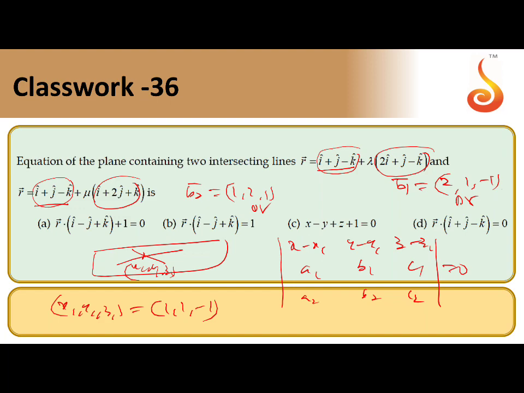What is the point here? 1, 1, minus 1, and the parallel vectors are 2, 1, minus 1 and 1, 2, 1. So here I will write x1, y1, z1. The point is 1, 1, minus 1, and the b1 bar components are 2, 1, minus 1, and the b2 bar components are 1, 2, 1. So what is the equation?